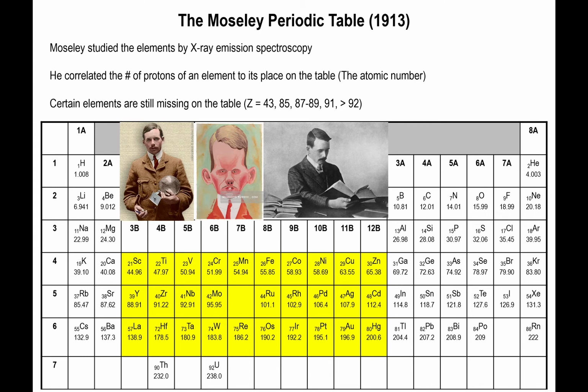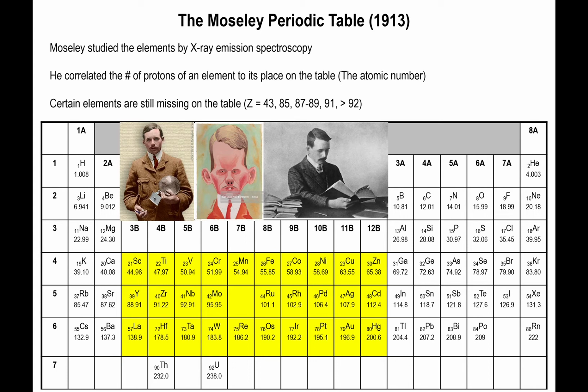So that's perfect. Now there are still some elements at this point in 1913 that were missing. Element 43, technetium, still missing. We have elements 85, astatine, missing, and 87 through 89. So you have francium, radium, actinium, protactinium, and the rest of the transuranic elements. Those are all basically radioactive elements that ultimately had to be made in nuclear reactors.